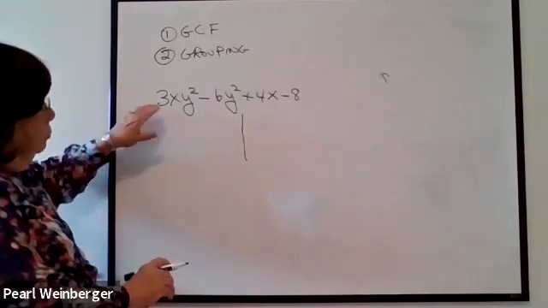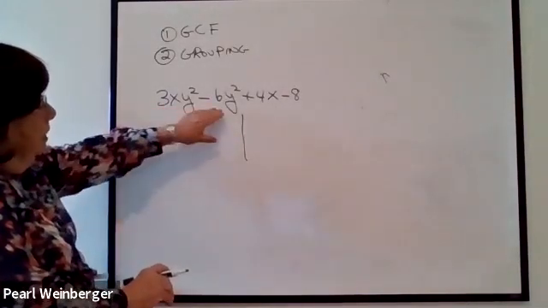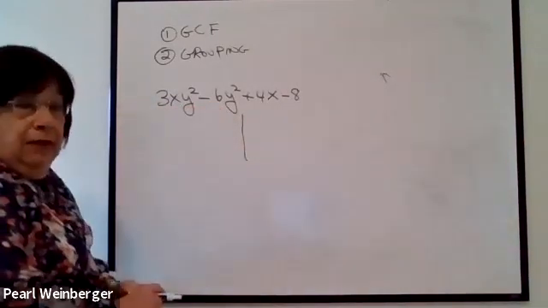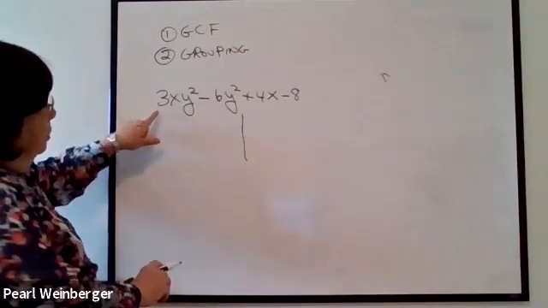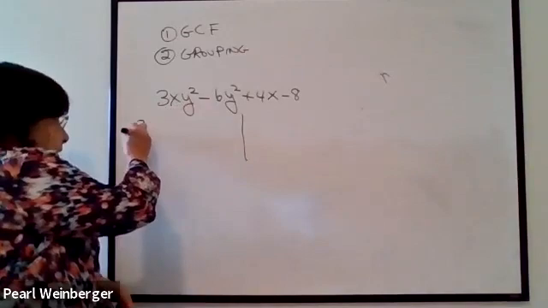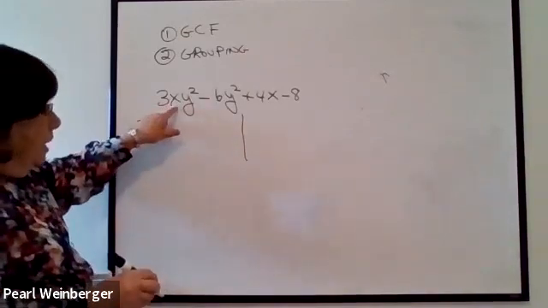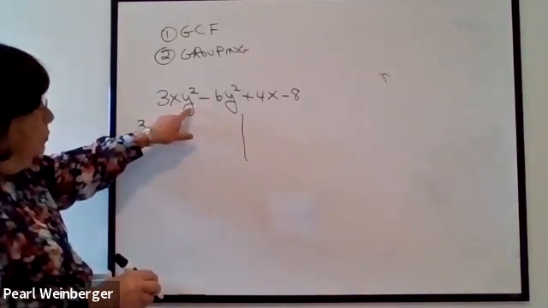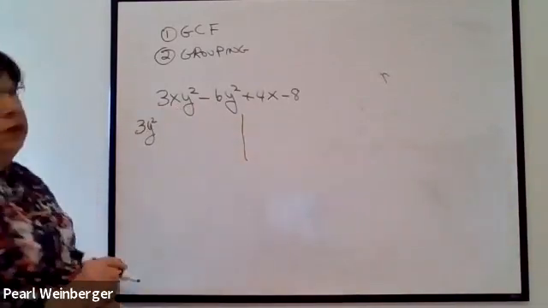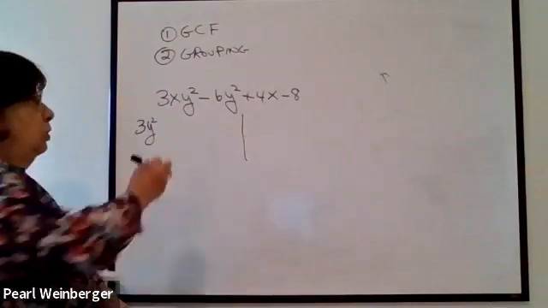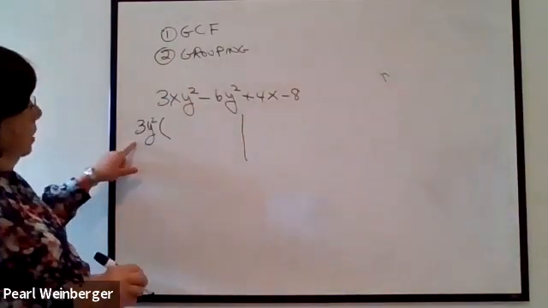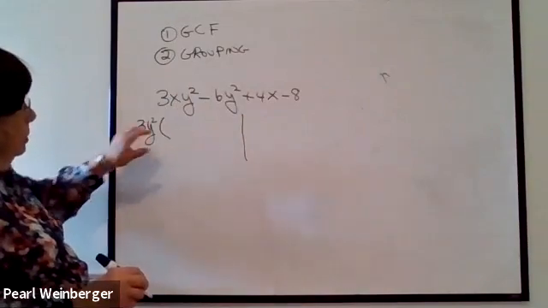If I take the first group of 3xy squared minus 6y squared, I can find a common factor over there. Because first of all, between the 3 and the negative 6, 3 is a common factor. There's no x common factor, but there is a y squared. So therefore, there's a y squared on both of them. So y squared is a common factor. So in that first group, 3y squared is a common factor.